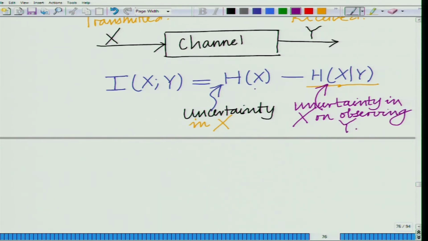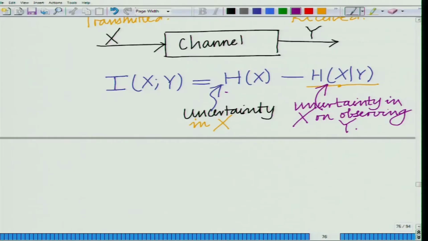So, basically H(X) is the uncertainty in X, H(X given Y) is, having observed Y, the uncertainty that is remaining in X. Now, naturally, if Y conveys a lot of information about X, or if by observing Y we are able to resolve X, to estimate the transmitted symbols X to a good degree of accuracy, then the uncertainty remaining in X having observed Y, that is H(X given Y), must be low.